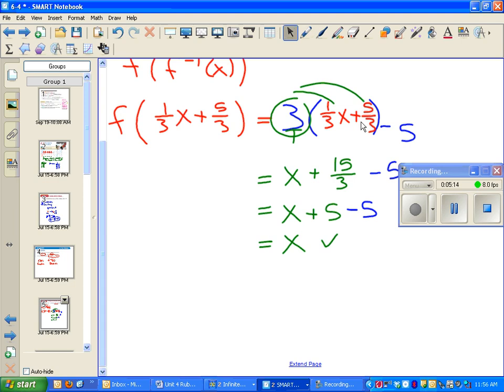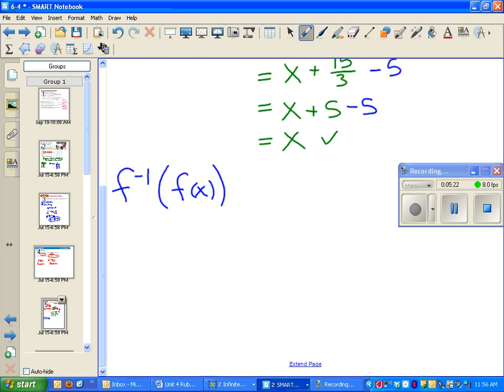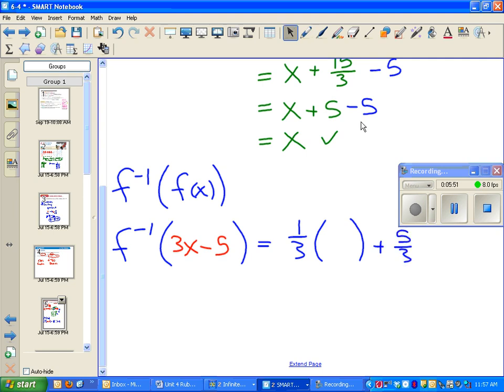And then our next one is to go in the other direction. So we have f inverse of x, which we're going to plug in f of x. So that's the same thing as f inverse, and our new x will be 3x minus 5. All right, that's our new x, so we're going to plug that in where the x is. Our function for the f inverse is 1/3 x plus 5/3. Okay. And so our new x is 3x minus 5.